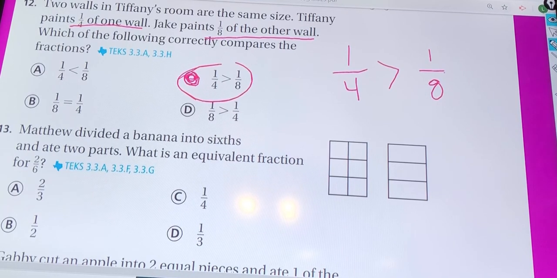Matthew divided a banana into 6 and ate 2 parts. What is an equivalent fraction for 2/6? So I'm going to color 2/6 here. And what can I color over here in my other model to show the same amount? Now I know that is 1 piece shaded out of 1, 2, 3 pieces. So 1/3. So 2/6 is equivalent to 1/3.